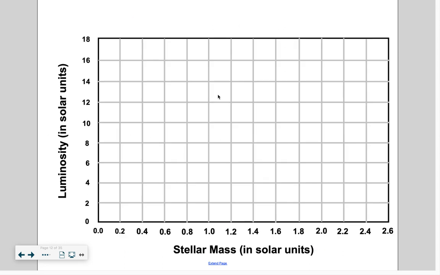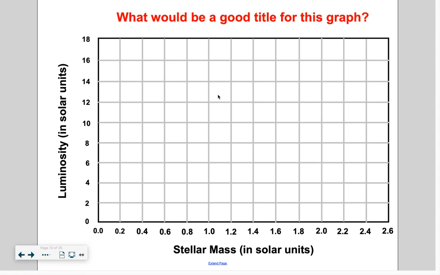Okay, so let's get into graphing. All right, so we are putting stellar mass along which axis is that? The x-axis. And we're putting luminosity along the y-axis. And both of these are expressed in solar units.